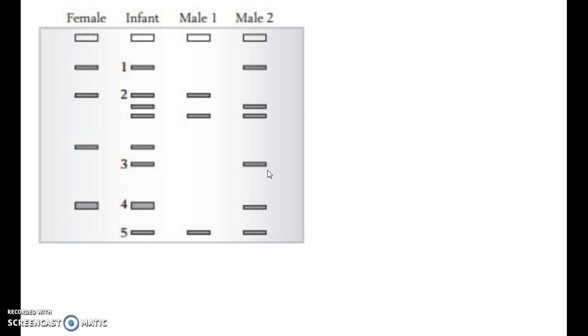So that goes through the process of gel electrophoresis and two very common applications of it. So hopefully that helps you as you are studying this process.